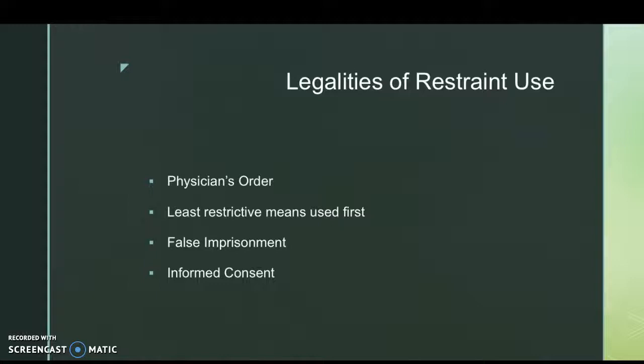If we restrain a patient and we have not gotten a physician's order and not used the least restrictive means first, then it is considered false imprisonment, which a nurse can be charged with under the law. So this is a significant issue. And lastly, you must have informed consent. If the patient is not able to consent for themselves, let's say because they're not fully conscious, maybe they're confused, so they can't understand the situation, then we need to notify their family member or their power of attorney. And these things have to happen in order for us to legally use restraints.